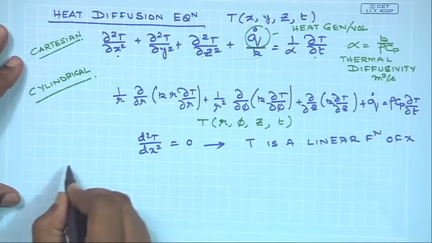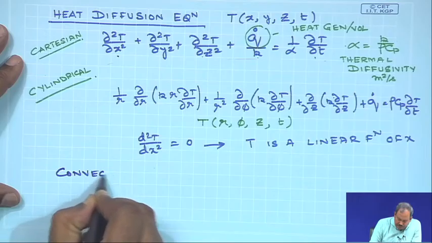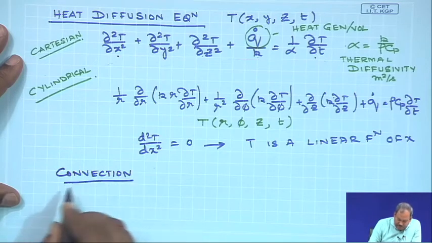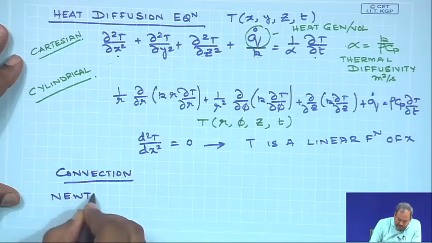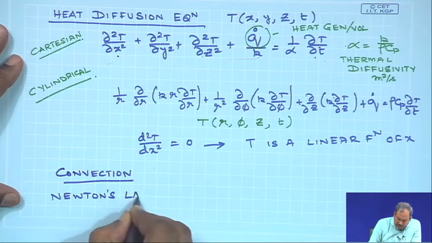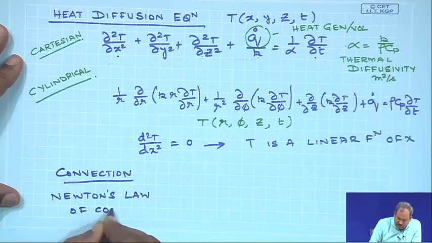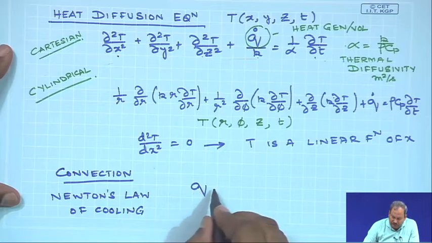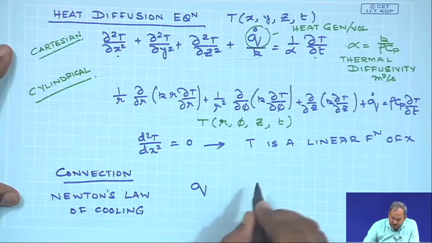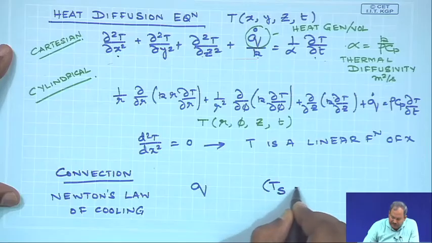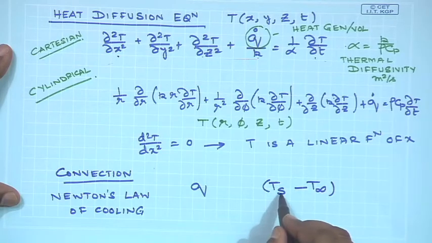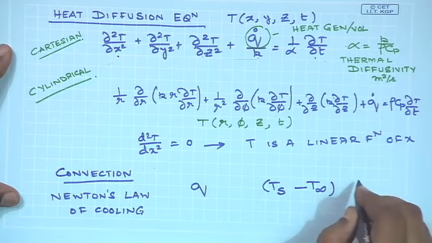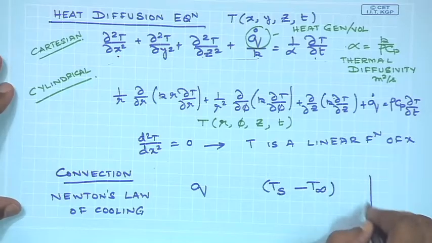So, for convection, we are going to use Newton's law of cooling, and this law simply tells us that the heat loss or gain by convection is proportional to the temperature difference T s minus T infinity, where T s is the temperature of the substrate, the solid, and T infinity is that of the fluid with which the solid is in contact.